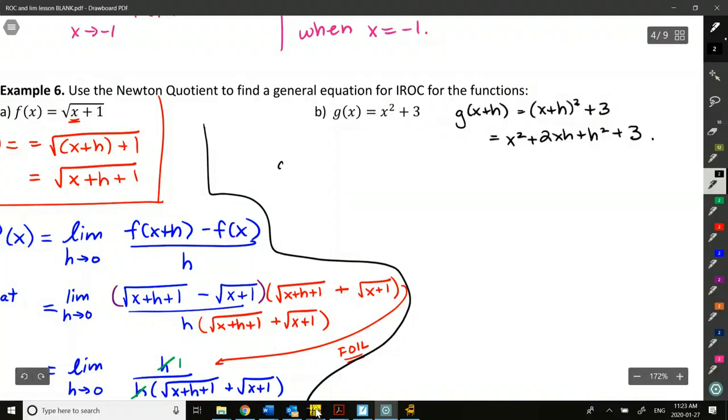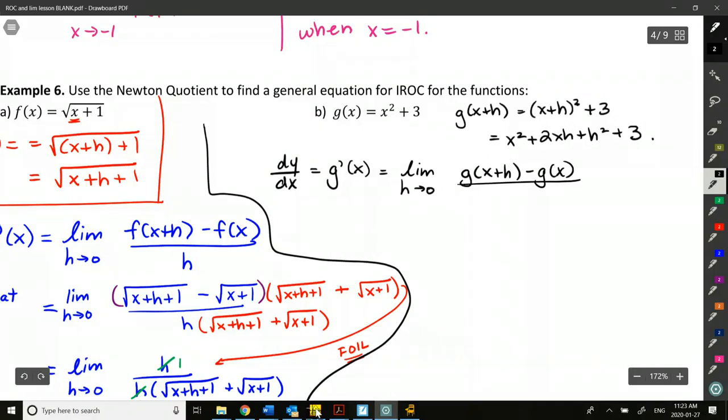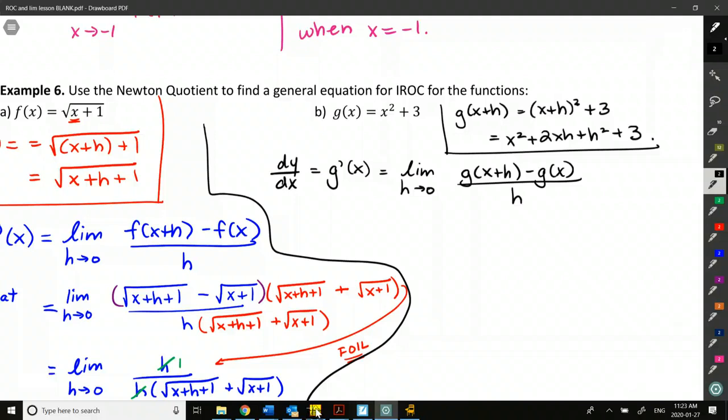All right, so we are going to find the instantaneous rate of change, an equation for it. And that means that we're finding essentially the derivative of the function. g prime at x is the notation that we use. We're going to do that by using the Newton quotient again: the limit as h approaches 0 of g at (x plus h) minus g at x, over h.